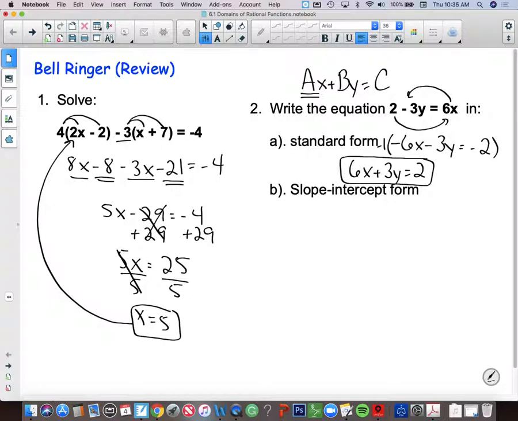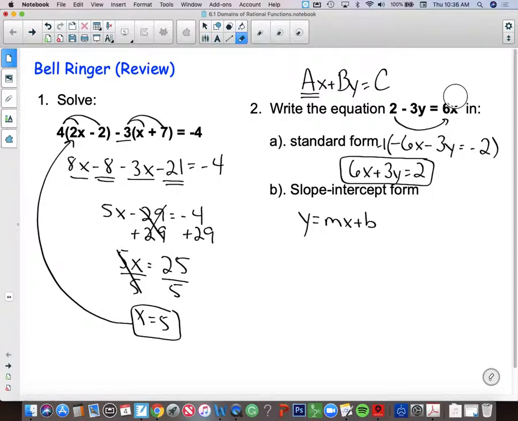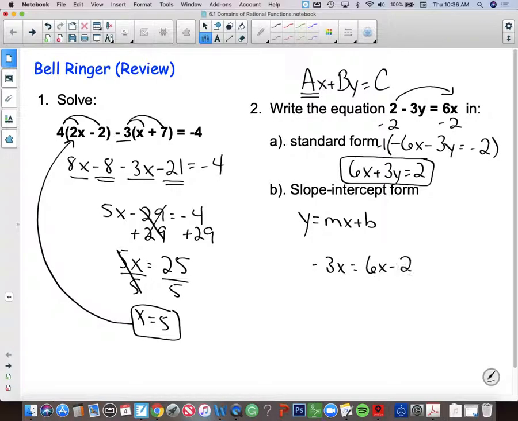Slope-intercept form, remember that's y equals mx plus b. So the x is on the right and the y-intercept is on the right. If we go back up to our original equation, we have the y on the left already, but that 2 needs to move over, and then we're going to have to divide everything by a -3. If we move the 2 over, -2 minus 2, we'll get -3y equals 6x minus 2. Remember, we always want the x first. And then we'll divide everything in the equation by a -3. And then we can just rewrite it.